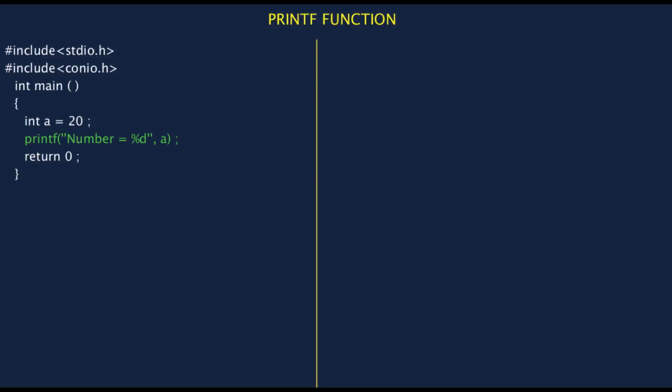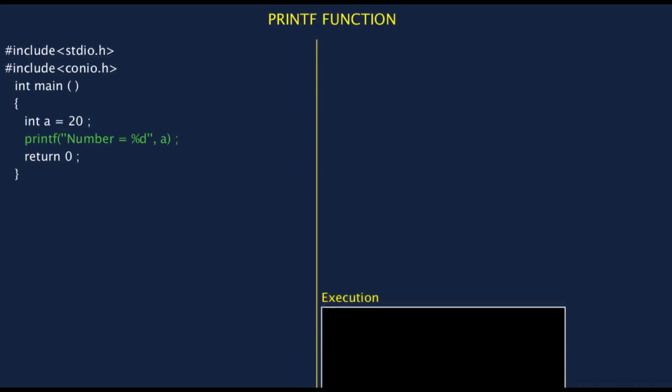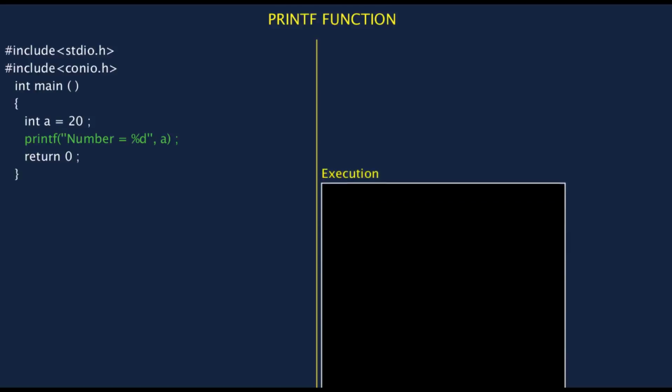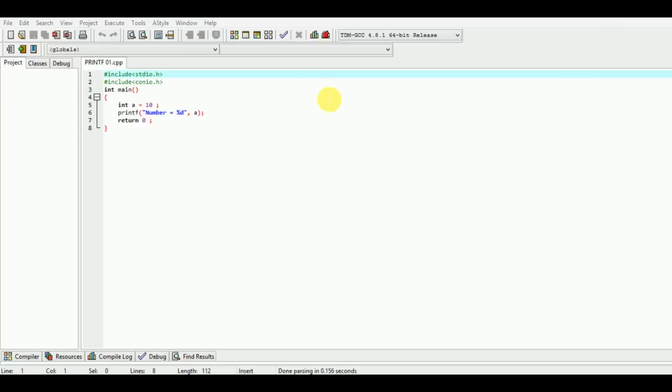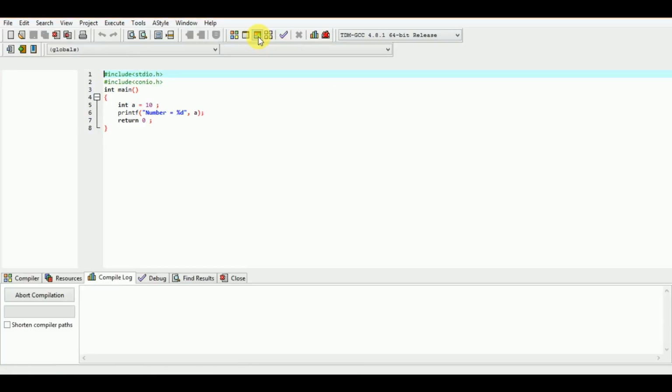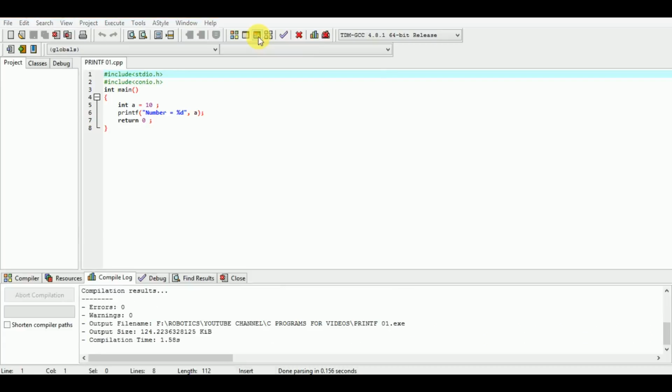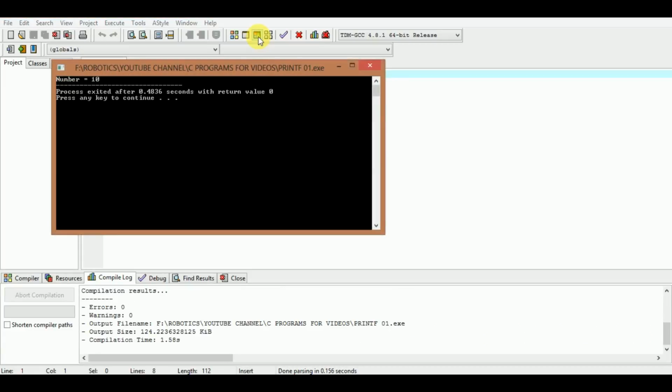Now let's see, when we compile and run this program, what we get. This program will print number equals 20. And now let's compile and run this program in the compiler. Now let's see, here we declare int a equals 10. So this will print number equals 10. When we compile and run this, this will print number equals 10.